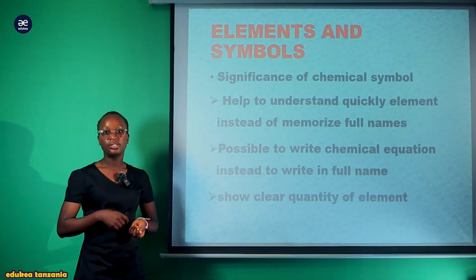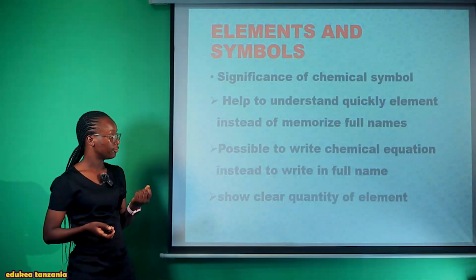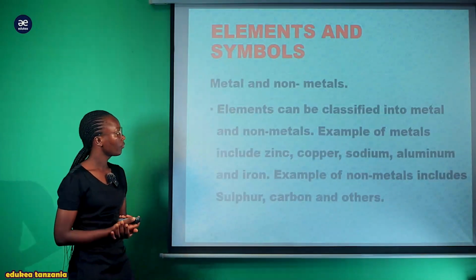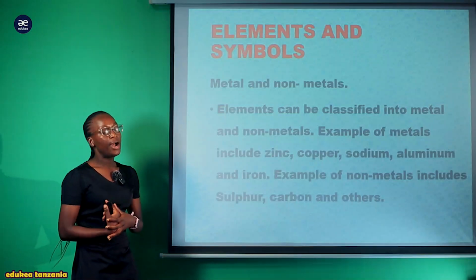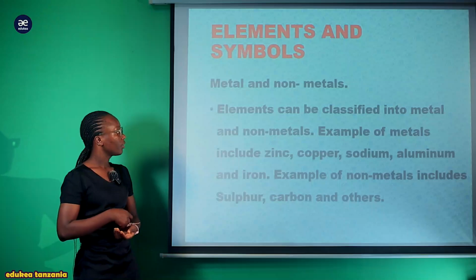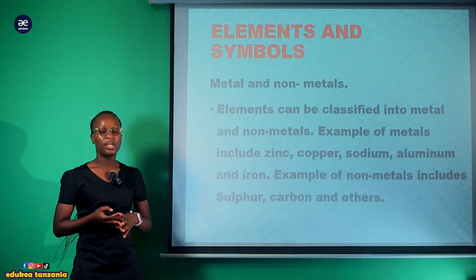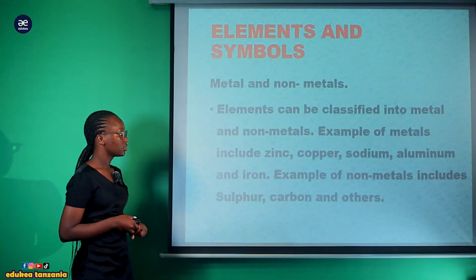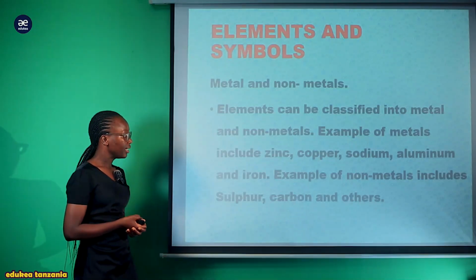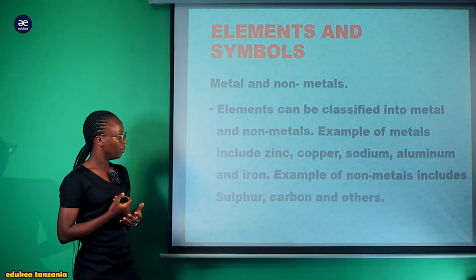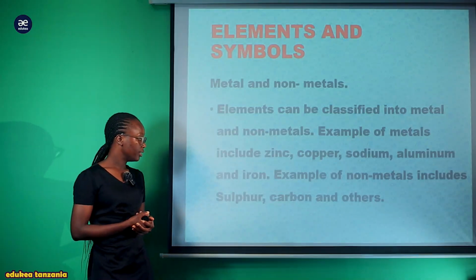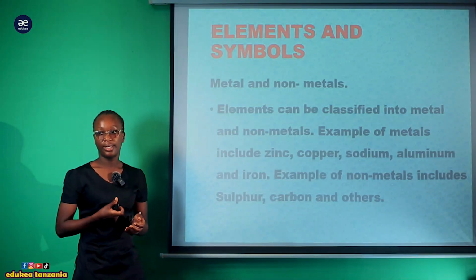Okay, now let us see about metal and the non-metals. Elements can be classified into metal and non-metals. Examples of metals include zinc, copper, sodium, aluminium, and iron, while the examples of non-metals include sulfur, carbon, and others. The characteristics used to differentiate metal from non-metal are presented as follows.